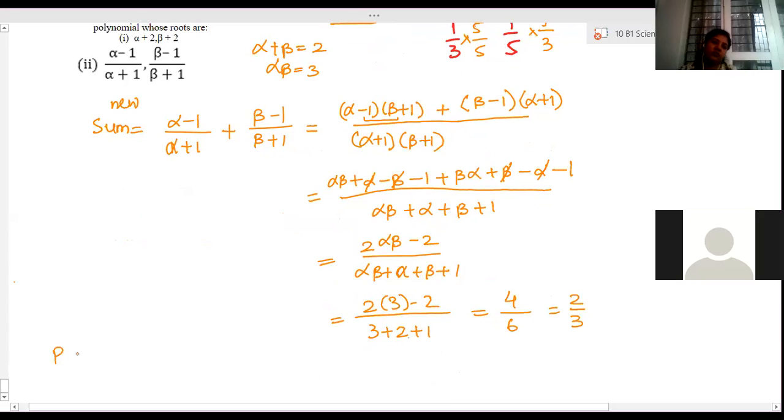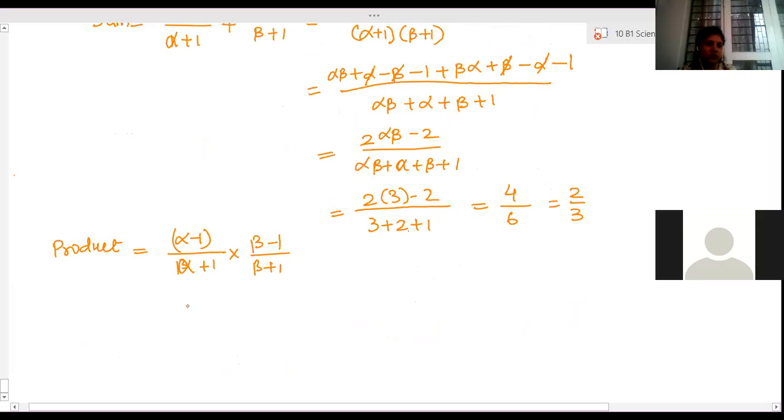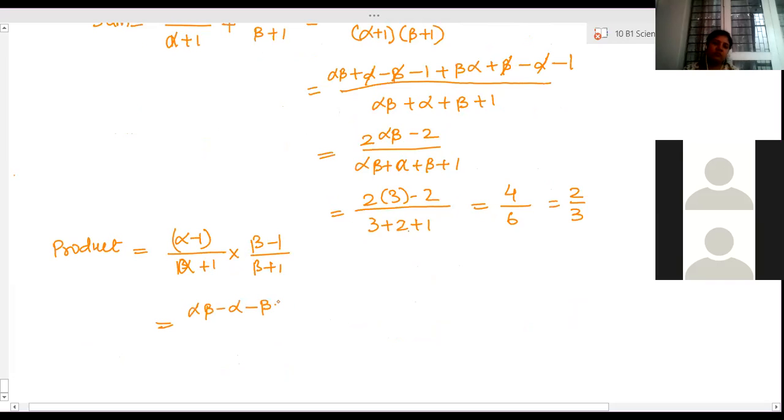Now product is alpha minus 1 by alpha plus 1 into beta minus 1 by beta plus 1. What is the product? Numerator into numerator, denominator into denominator. So numerator is alpha beta minus alpha minus beta plus 1. Denominator will be alpha beta plus alpha plus beta plus 1.